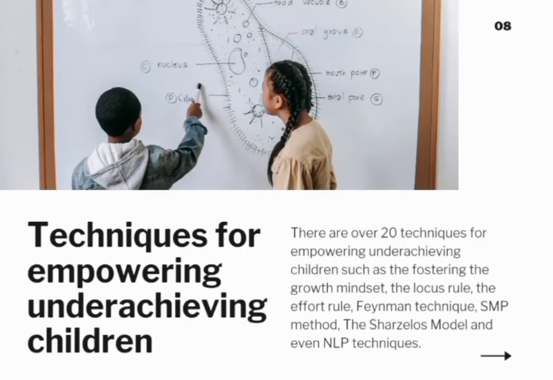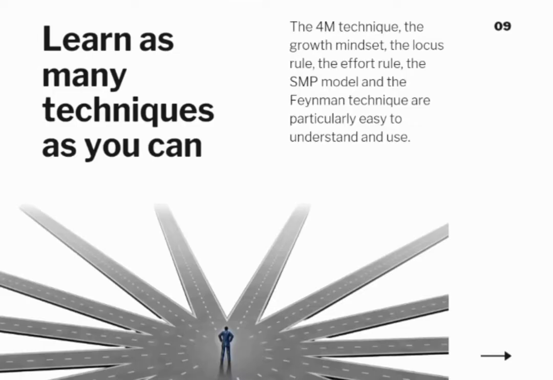There are so many techniques. There are over 20 techniques for empowering children, such as the growth mindset, the locus rule, the effort rule, the Feynman technique, SMP method, the Shadowless model, and even certain NLP techniques. NLP stands for Neuro Linguistic Programming. It's an advanced technique for empowering underachievers. So you can also use any of those techniques as the case may be. And it is important that you learn as many of these techniques as possible.